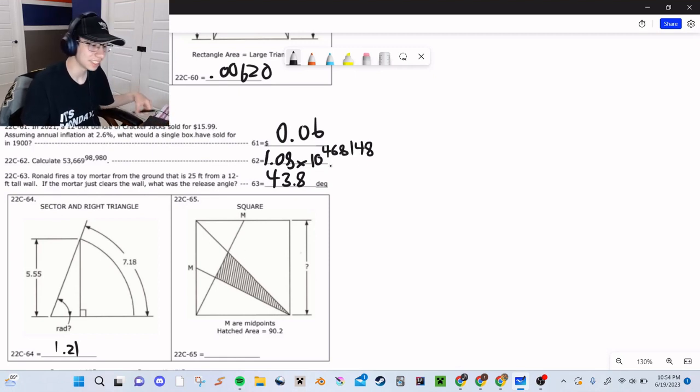And the last question, 65. So we have this hatched area already, my bad. We want to find the side of the square. We have a line going from here to the midpoint to this corner, and a line going from corner to corner. And we have these intersection points.